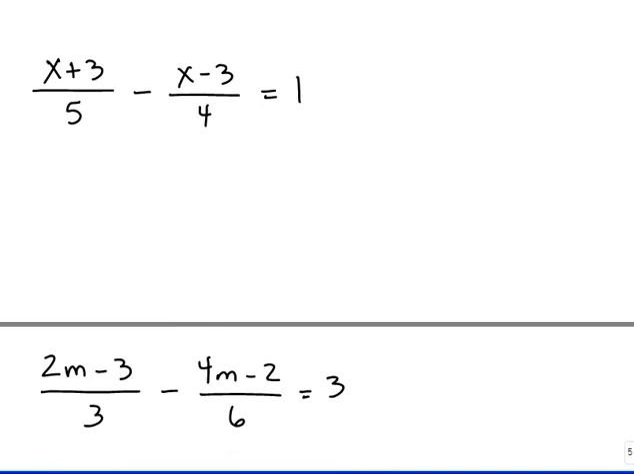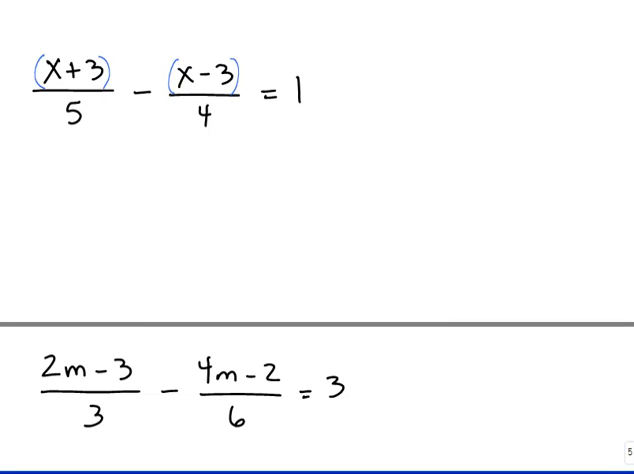Let's try another example. Now this one is kind of similar to the last example, but it has a different look to it. When you see a problem like this, one way to make it more manageable and easier so that you don't make any mistakes is to realize that there are implied parentheses around this numerator and around this numerator. So write in those parentheses around the x plus 3 and the x minus 3. It will really help you make fewer mistakes.